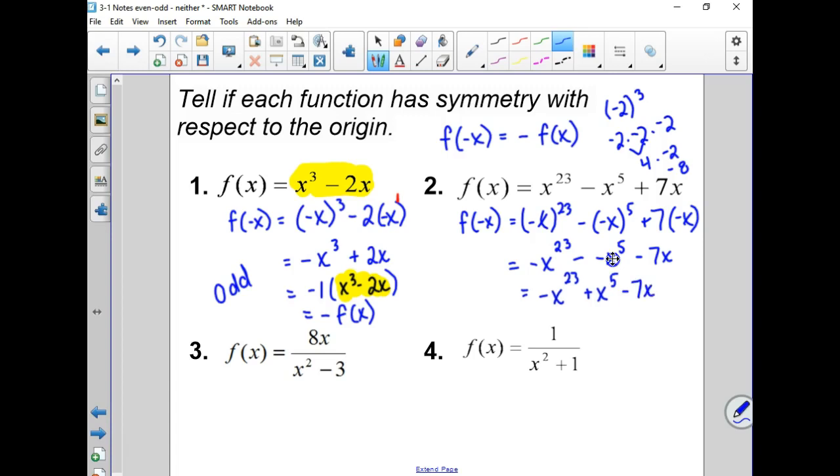So we see here that everything is the opposite. We had a positive x to the 23rd, now we have a negative. We had a negative x to the 5th, now we have a positive. We had a positive 7x, now we have a negative 7x. So everything has changed signs.